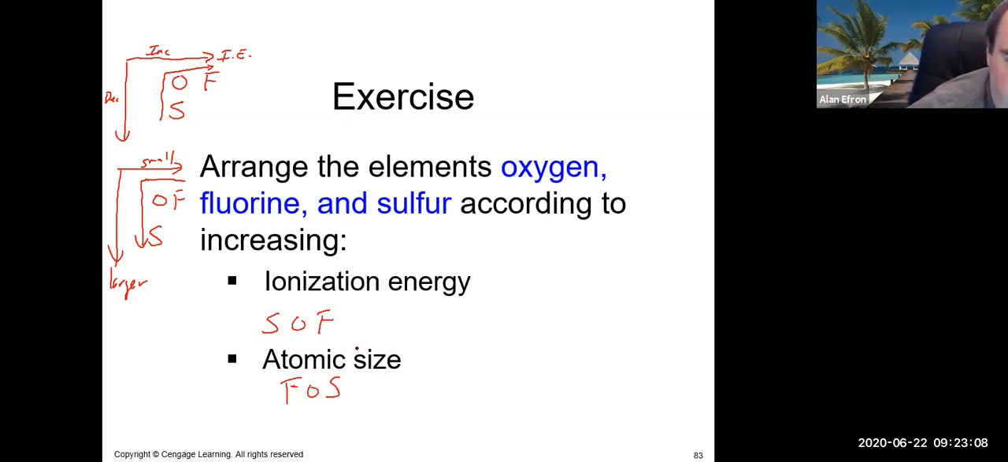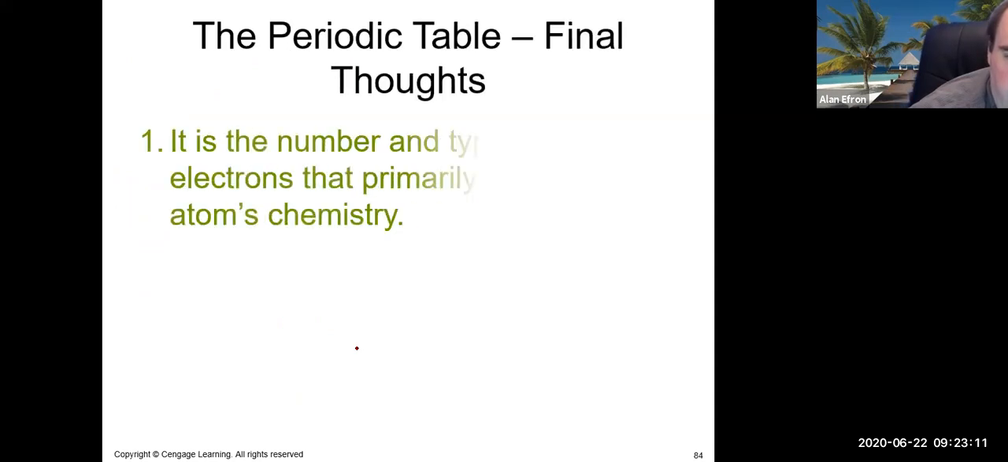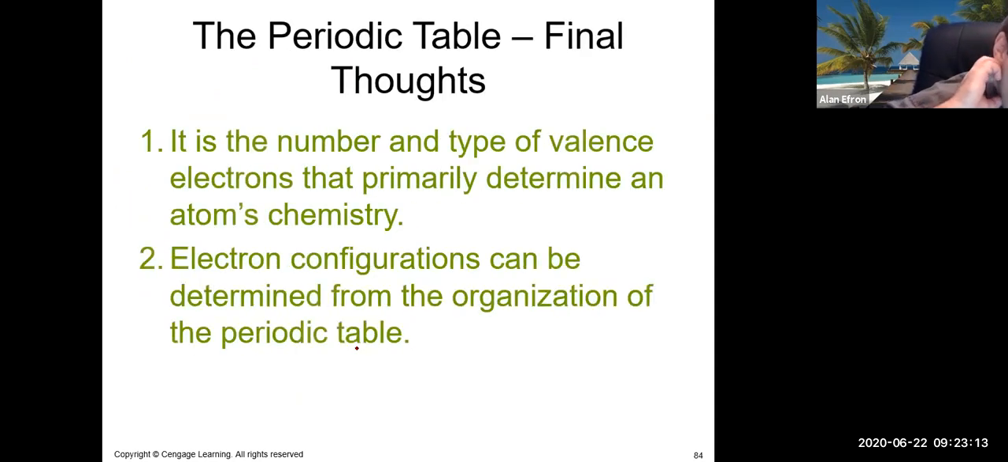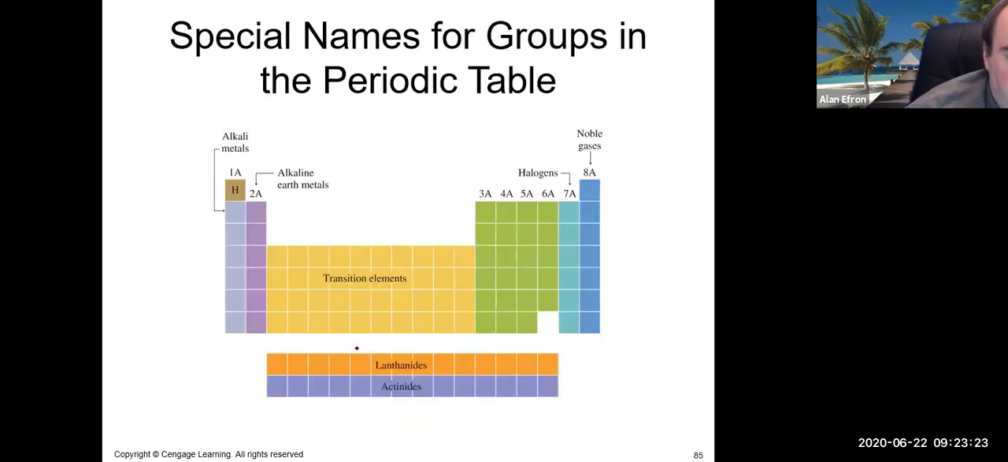Now, let's see here. The number and type of valence electrons are primarily what determine the atom's chemistry. Again, electron configuration can be determined from the periodic table, the way it's organized. Again, certain groups, as we talked about, have special names. Here's a much prettier illustration of the periodic table. Again, we have our alkali metals, which is our group 1, our alkaline earth metals, which is our group 2, our halogens, and our noble gases, as we talked about. But let's talk a little bit about these trends and how they relate to our periodic table.